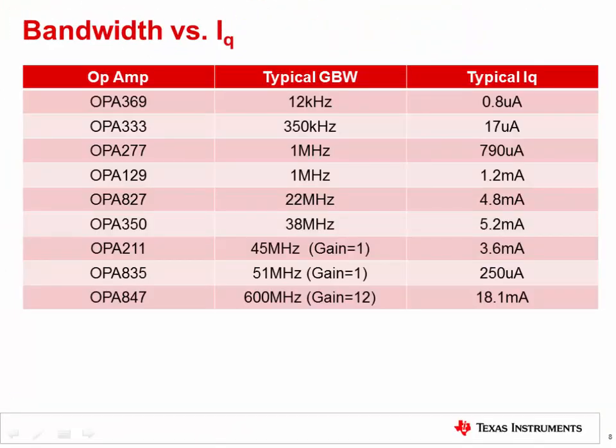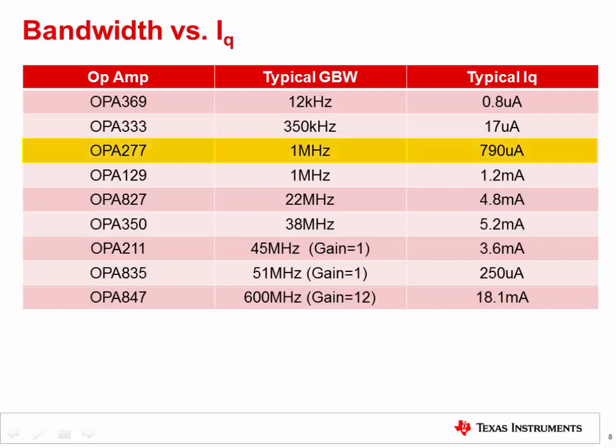Finally, let's look at a number of op-amps that depict a range of gain bandwidth products and their corresponding quiescent current, or IQ. In the slide, we list gain bandwidth products for different amplifiers that range from 12 kHz to 600 MHz. The OPA369, for example, is a very low bandwidth amplifier. This device is designed specifically to have a very low quiescent current of 0.8 microamps and is called a micropower device.